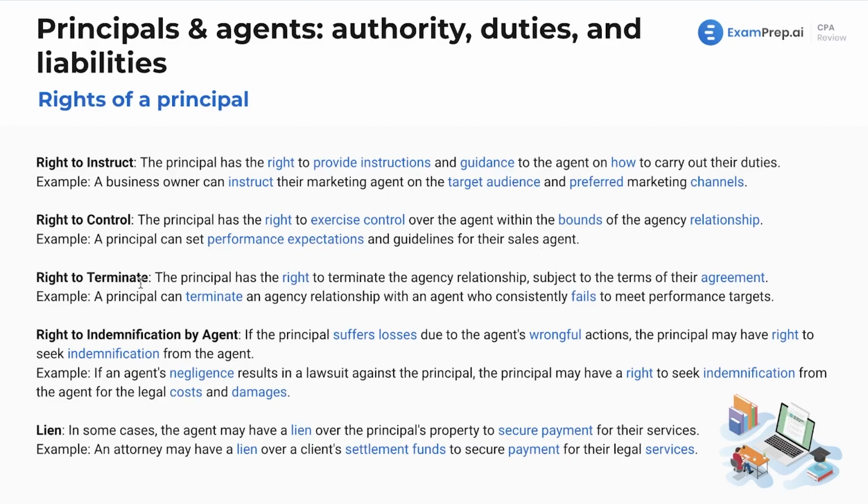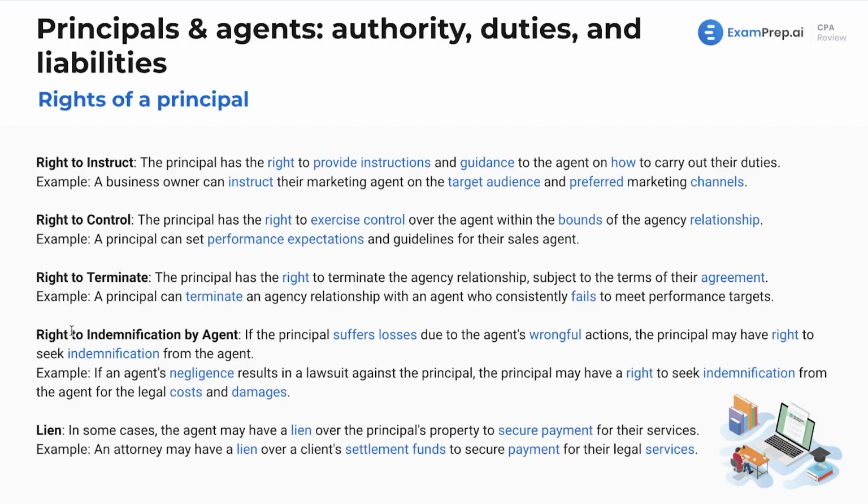But the principal has the right to terminate the agency relationship subject to the terms of their agreement. We're not going to get into Department of Labor laws and regulations and all of that, but generally speaking, yeah, you have the right to terminate. A principal can terminate an agency relationship with an agent who consistently fails to meet performance targets.